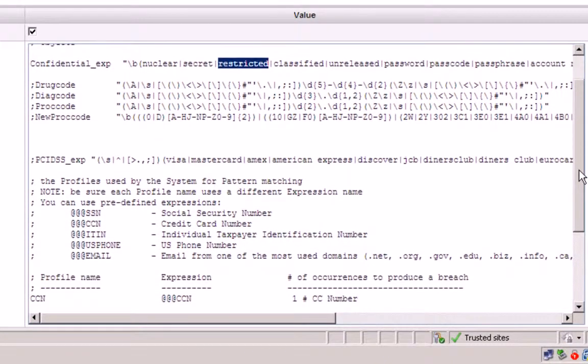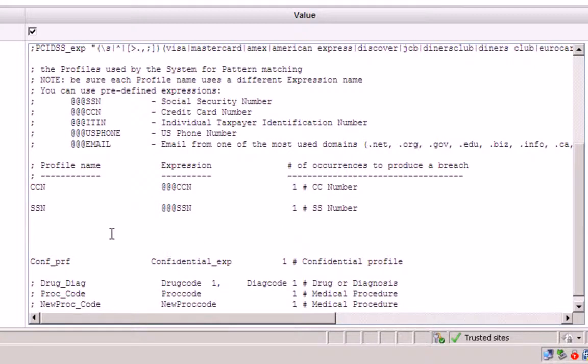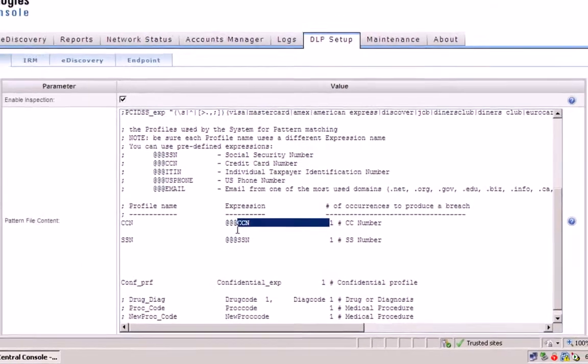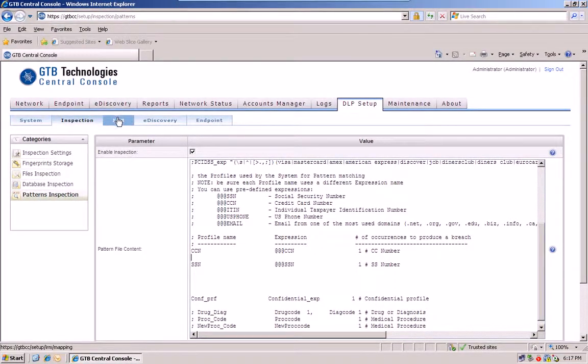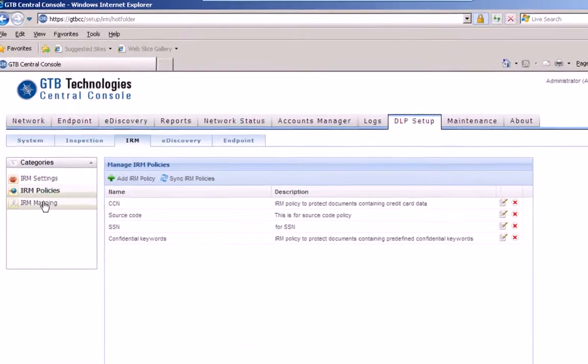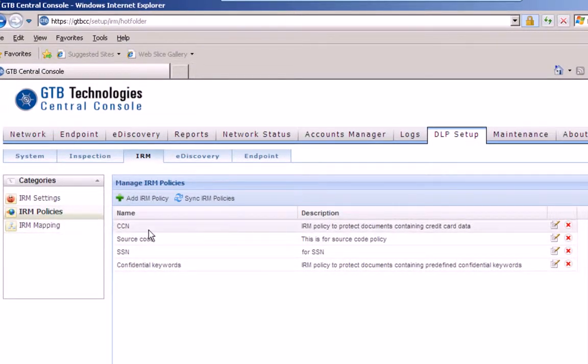Let's have a look at the credit card number policy. The CCN DLP policy is the credit card number policy, and that looks for any credit card numbers within documents. So what these two policies are going to do is look at and scan documents for these policy violations. Let's now have a look at the IRM policies. Over here, as you can see, we also have two IRM policies. One is for the credit card number and the other is for the confidential keywords. Let's have a deeper look at what these IRM policies mean.